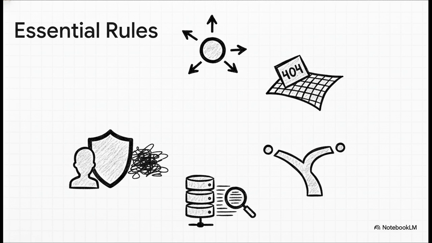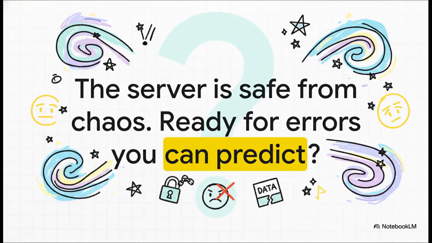Rule 4, on the server, log everything. You need those details to debug. And Rule 5, and I can't stress this enough, never ever let those debug details leak out to the client. Keep it generic. Stick to these, and your apps will be so much more stable and secure. So there you have it. Your server is now a fortress, safe from the chaos of unexpected errors.